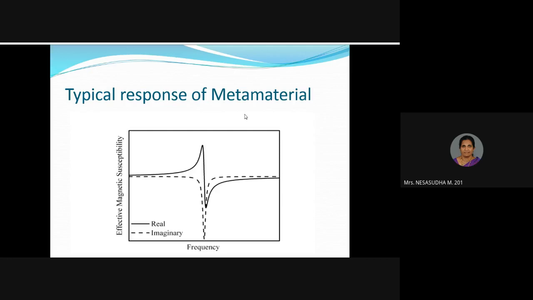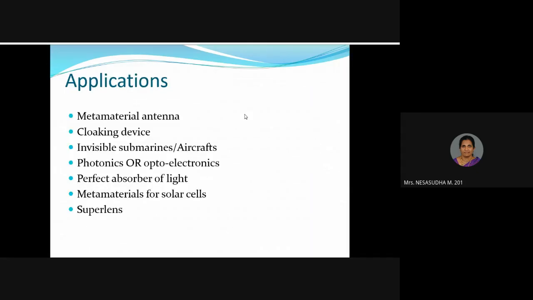So this is a typical response of a metamaterial. We'll see it more clearly after explaining this. Now, coming to the applications: when you take metamaterial, it finds wider applications.